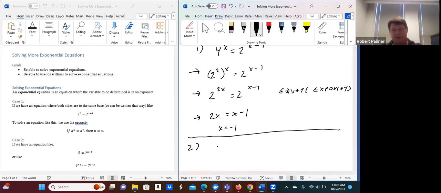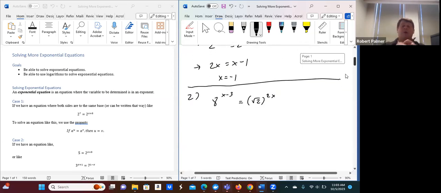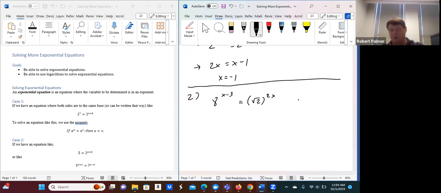So number 2, let's say we have 8^(x-3) is equal to the square root of 2^(2x). Okay. Now, this is another one where we can do a similar thing. It's not clear looking at it right away. Obviously, there are different bases at the moment, but we can actually write both bases as powers of 2. Okay, so 8 is 2 cubed.